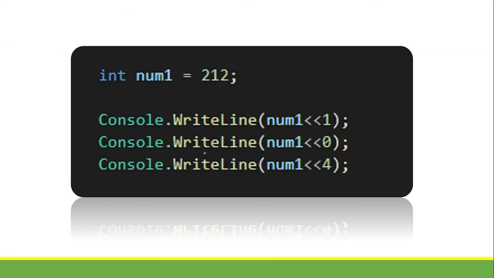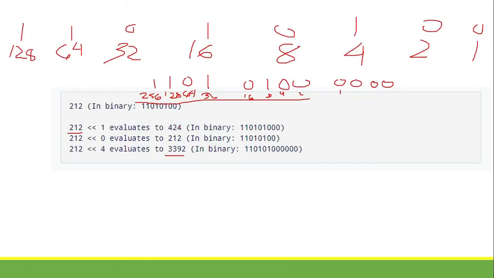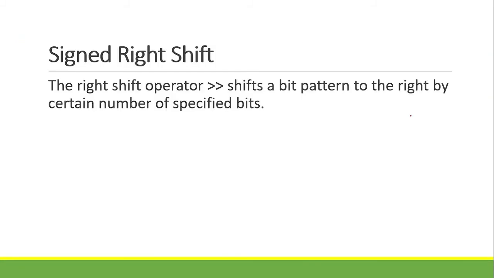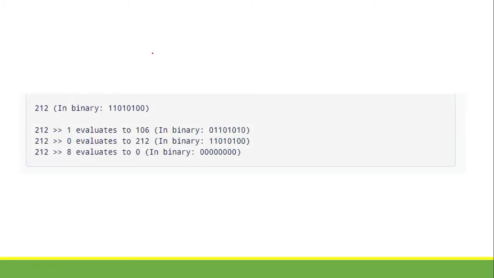Okay, when you are done, try nyo naman sa C#. So, the answer must be the same. 42, 42, 12, and 3392. Okay, when you are done, let's continue sa signed right shift. So, signed right shift, ganun din yung ginagawa niya, guys. But, dito naman, nag-a-add tayo ng value na 0 sa right side.